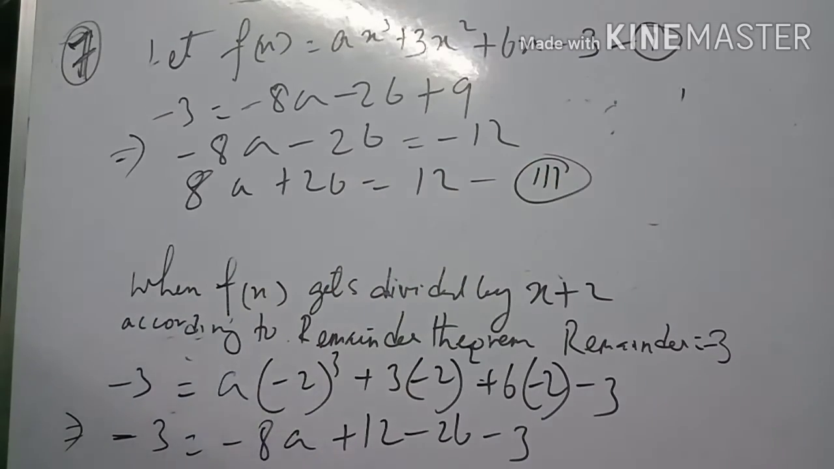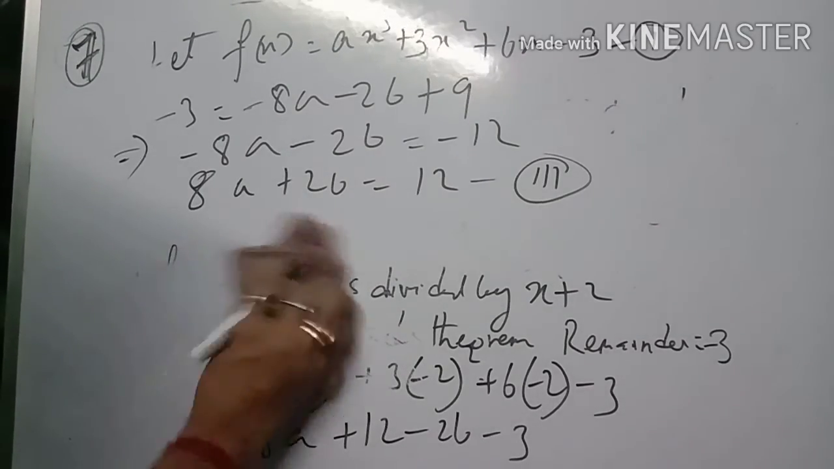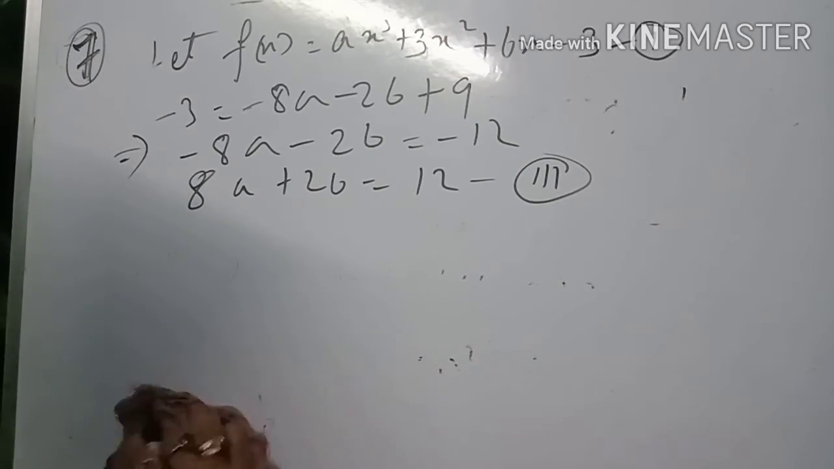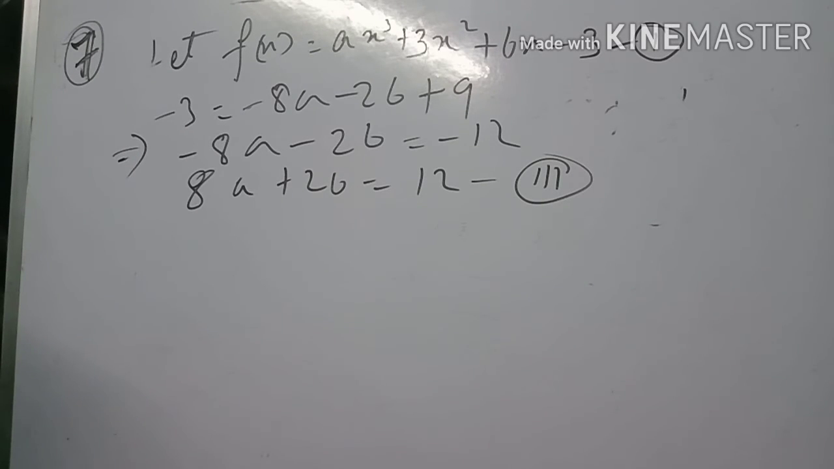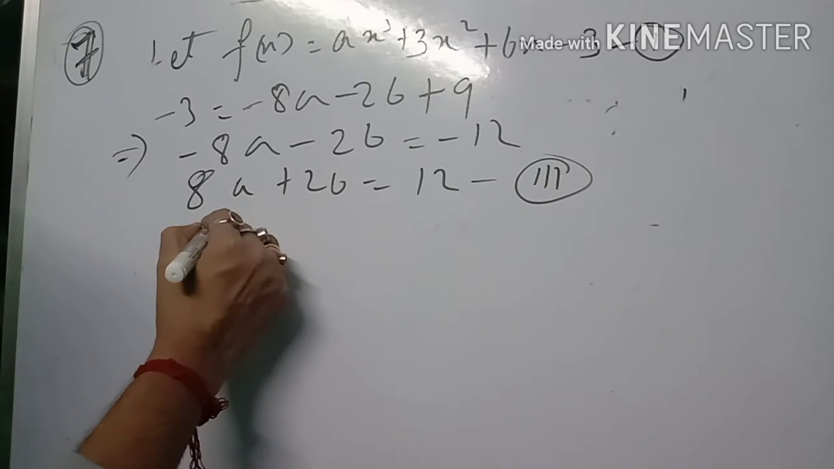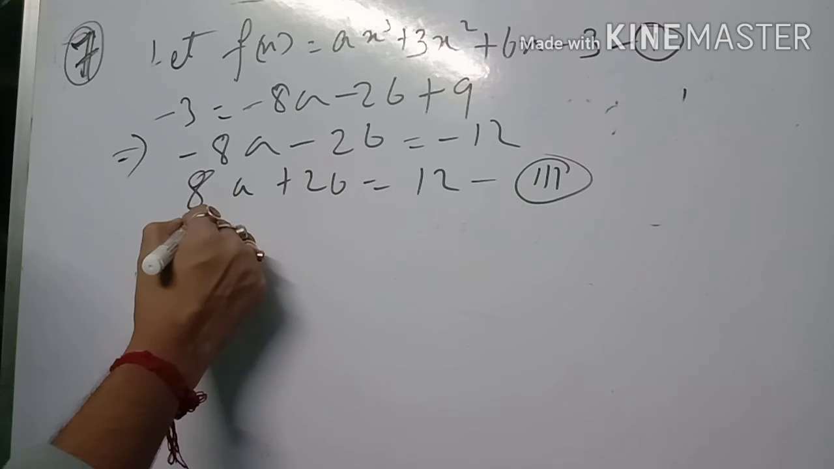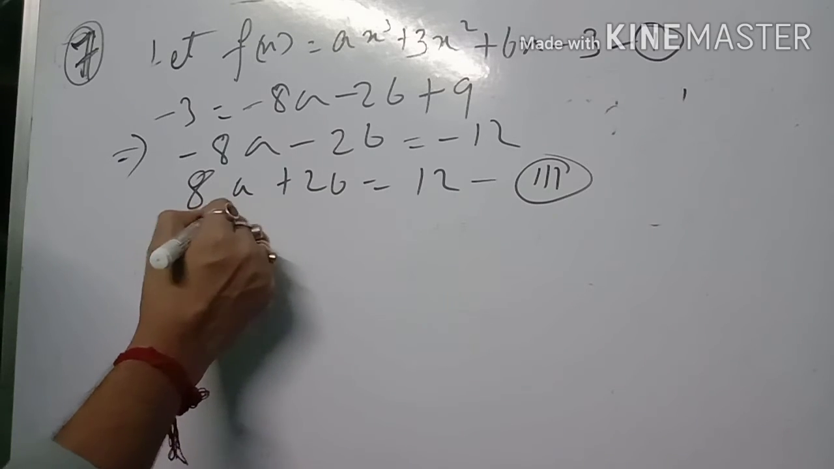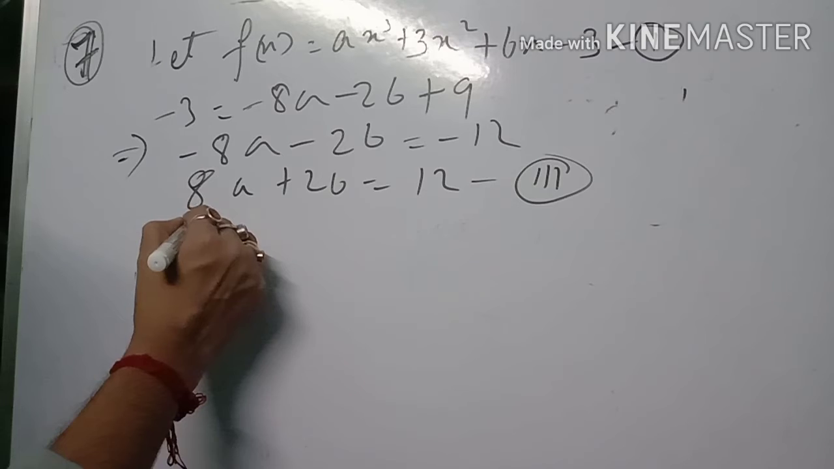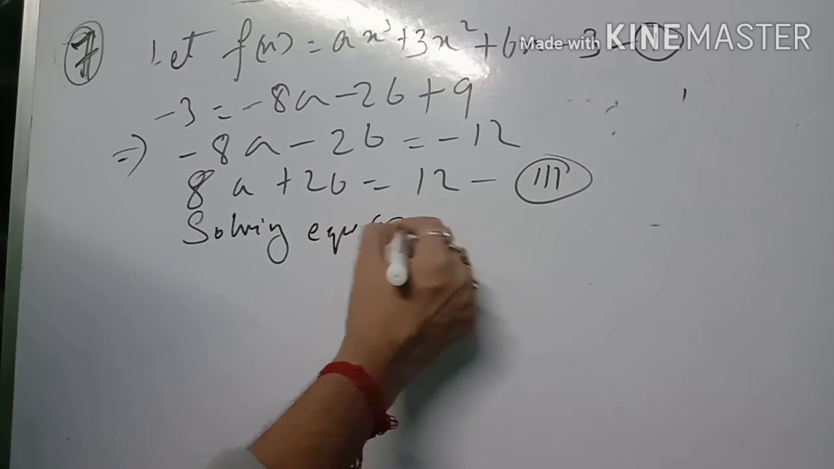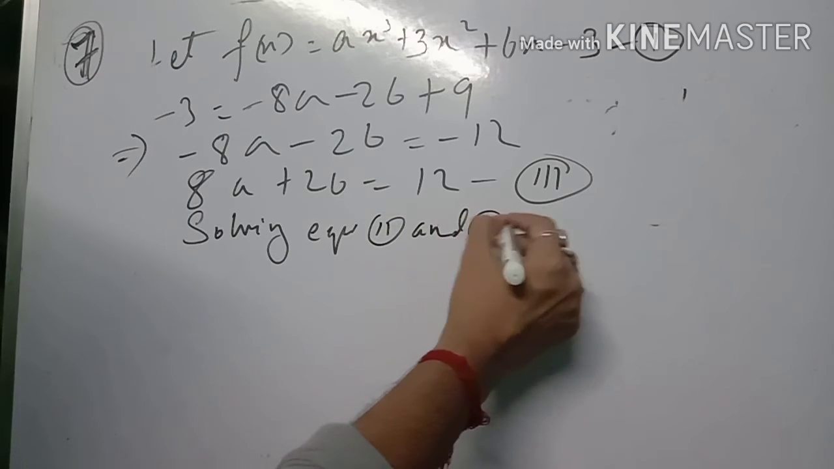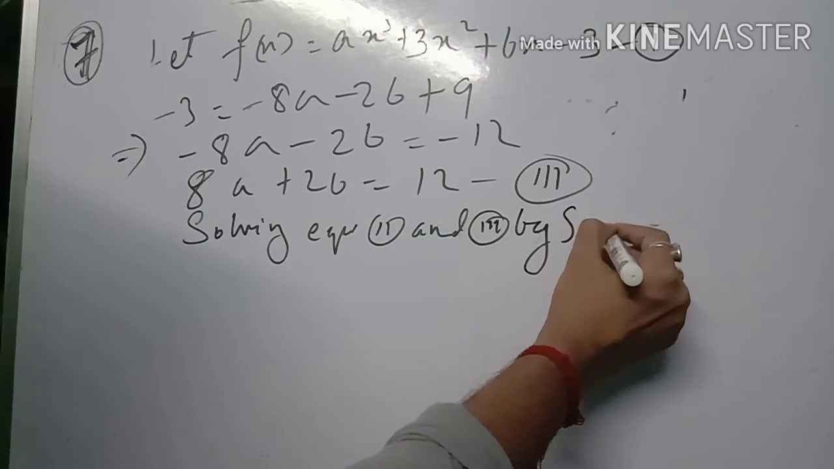We'll term it as equation number 3, and we're going to solve equations 2 and 3 by simultaneous equations, like the previous sum. Yes, like the previous one. I'm going to get the value of a and b, and after that we're going to substitute the values and factorize. A hell lot of work. Fine, let us proceed. Solving equations 2 and 3 by simultaneous equations.